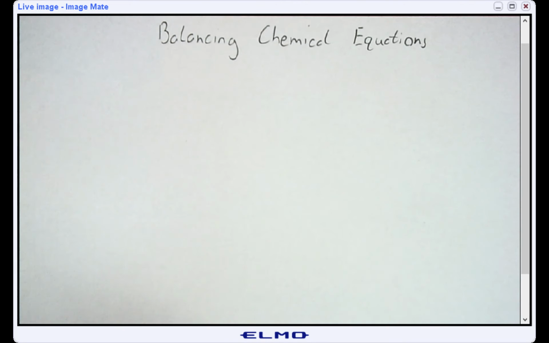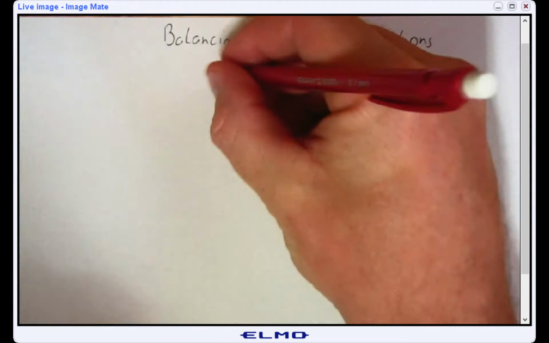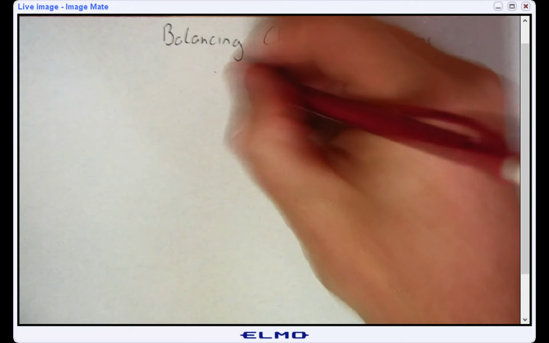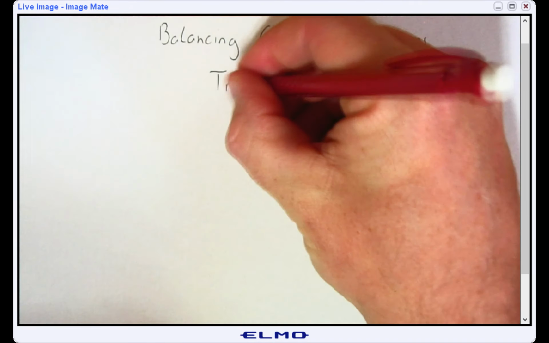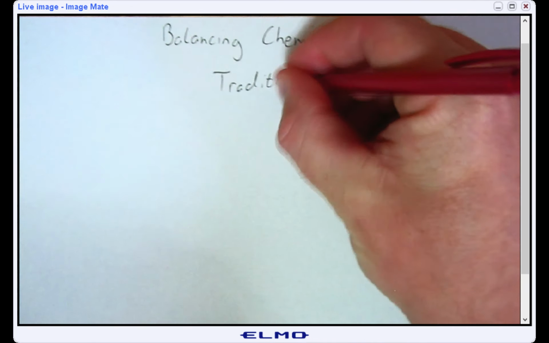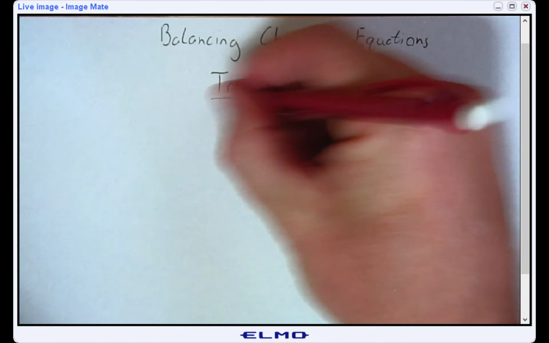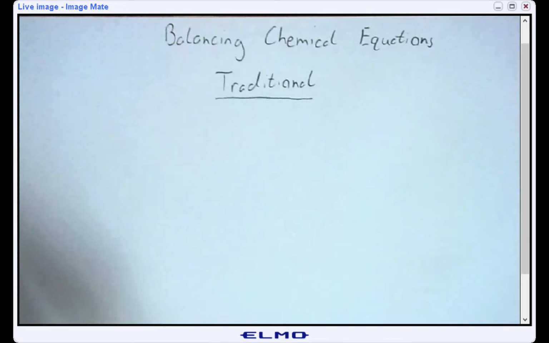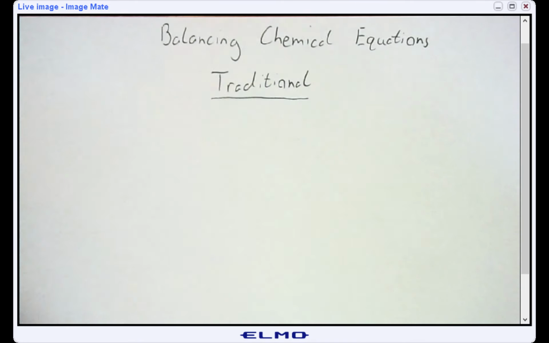Well, the first method I'm going to teach you is what's called the traditional method. Write it right here, traditional. And these are for the traditional chemical equations. All right, so let's give you a chemical equation here. Let's give you a simple one, okay?